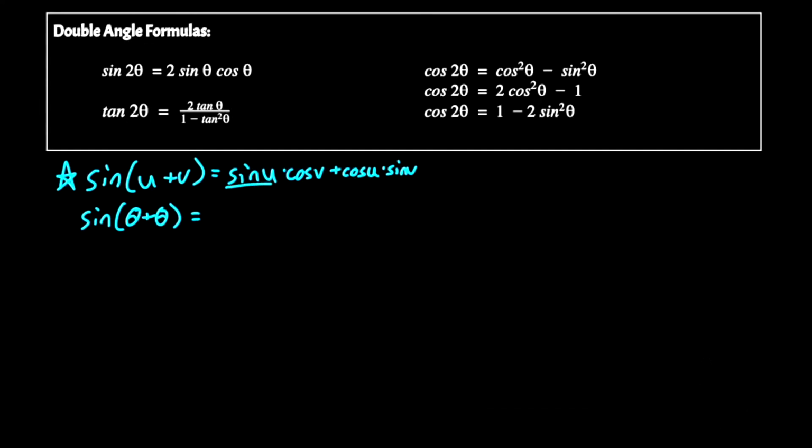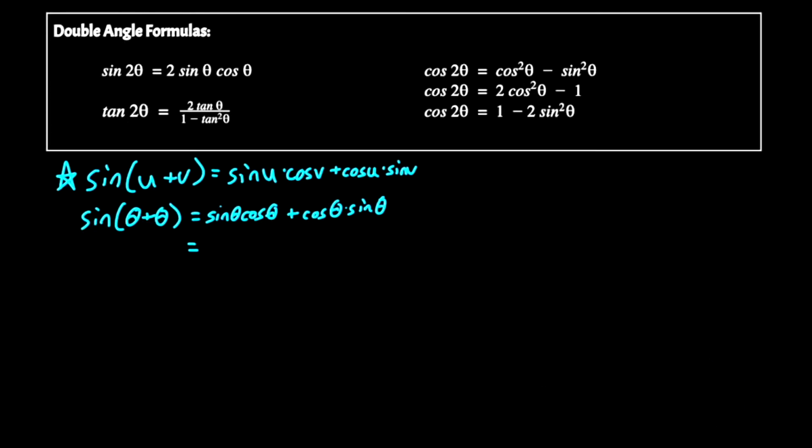So it starts with sine of u times cosine of v. In other words, sine of the first angle, so sine of theta, times cosine of the second angle, which is also theta, plus cosine of the first angle, which is theta, times sine of the second angle, which is again theta. So here we have two terms. We've got sine times cosine and cosine times sine. And both terms have the same things just being multiplied together in different orders.